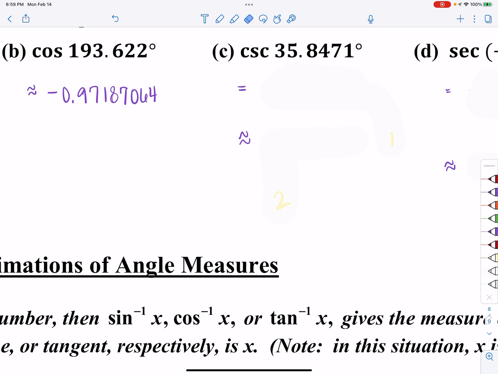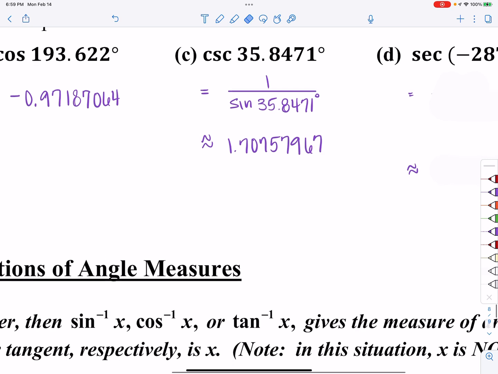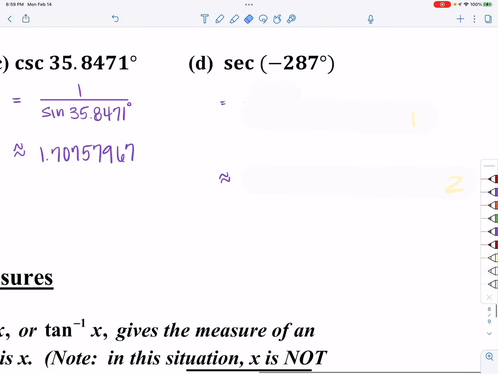All right, part C gets a little bit more challenging because with part C, you don't have a cosecant button. So here's where we're going to be using our reciprocal identities. We know that cosecant of an angle is the same thing as 1 over sine of that same angle. So that's the first thing that we're going to do: use reciprocal identities and rewrite the cosecant. And so now I can use my calculator. In the calculator, I'm going to type in 1 divided by sine of 35.8471. And again, you don't have to type in that degree symbol. When you do this, you should get the decimal 1.7075797.